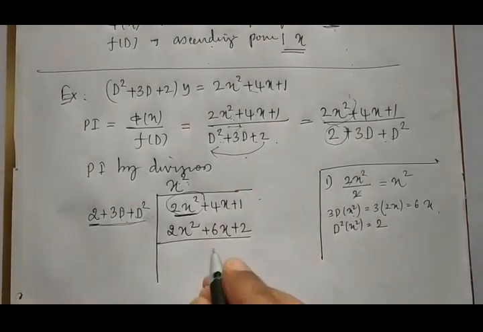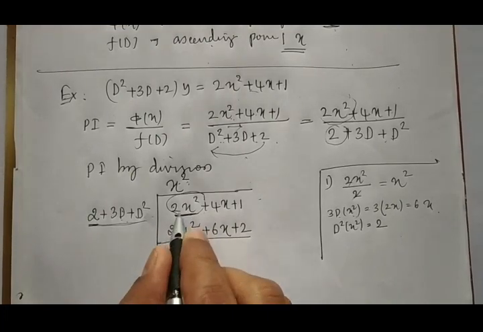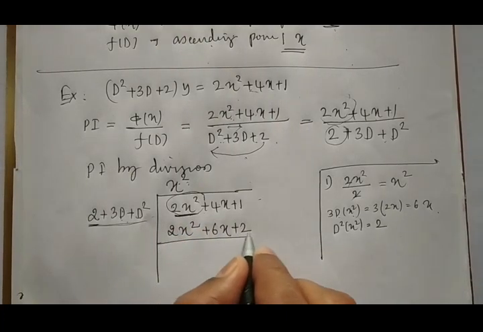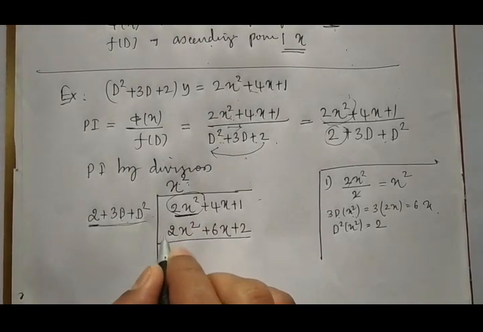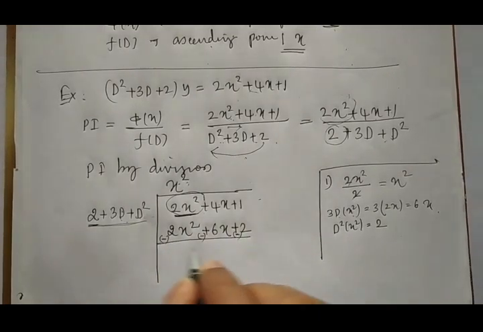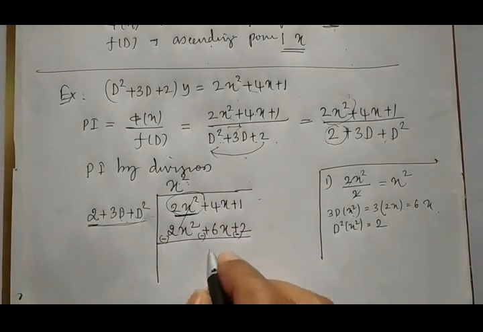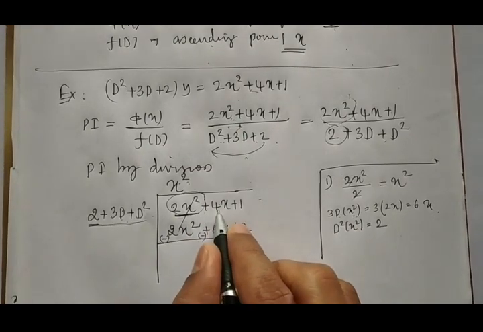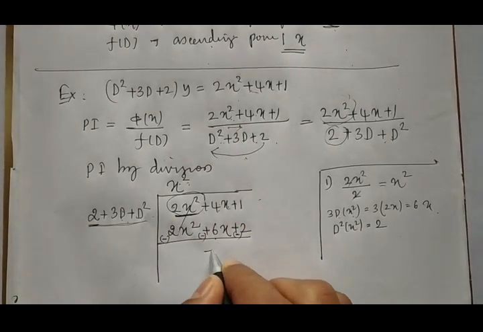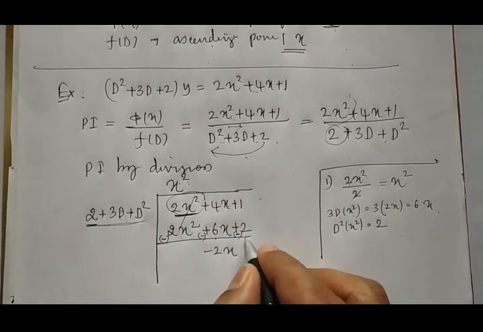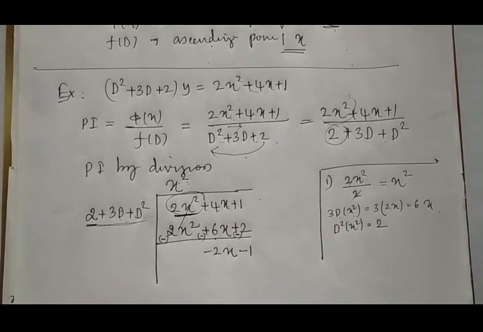Now we need to subtract these two. This minus this. When we take this minus this, automatically a minus sign will come here. Then all signs will be changed due to that minus sign. Here it is plus, so it will become minus now. Again it is plus, it will become minus. Again this will become minus. And we can see these terms get cancelled. 2x square minus 2x square gets cancelled. Then what remains? 4x minus 6x, that is minus 2x. Then 1 minus 2, it will be minus 1.